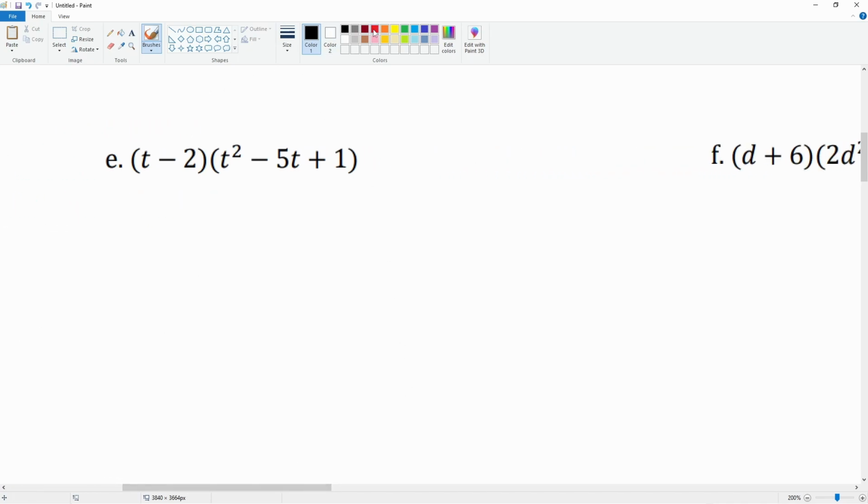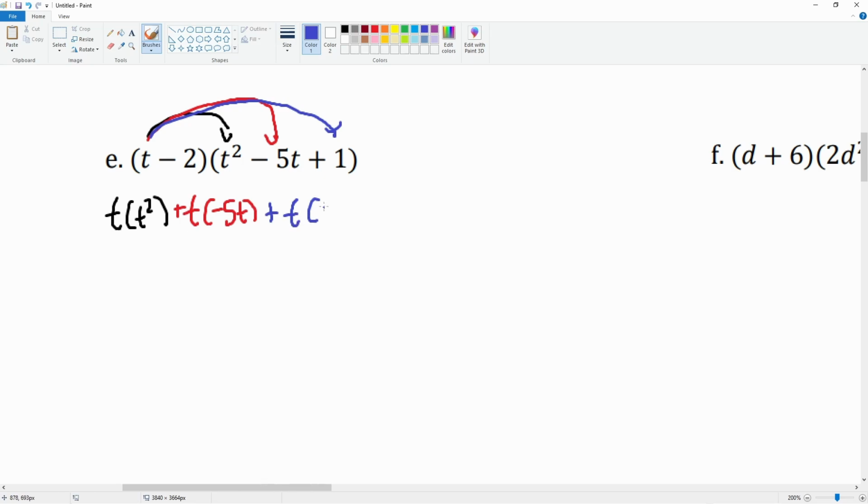Question E. Here we have the t times the t squared. So, oops, I should make that red. Black for the first one. T times t squared. So t times t squared. Then t times negative 5t. Then t times the 1, so that's me distributing that t to all the terms.